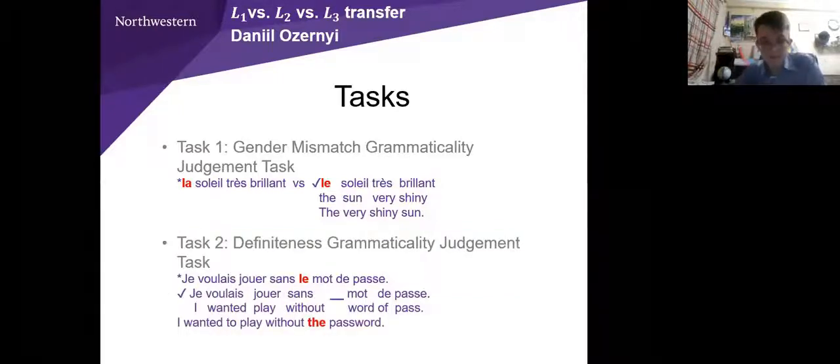The 25 stimuli for the second task all consisted of complete sentences, each 10 syllables. Each of the stimuli contained a DP headed by a definite article, like in the given example, "je voulais jouer sans les mots du passé." The correct version would not have included the article before "mots du passé." It should be there in English, but it shouldn't be there in French.